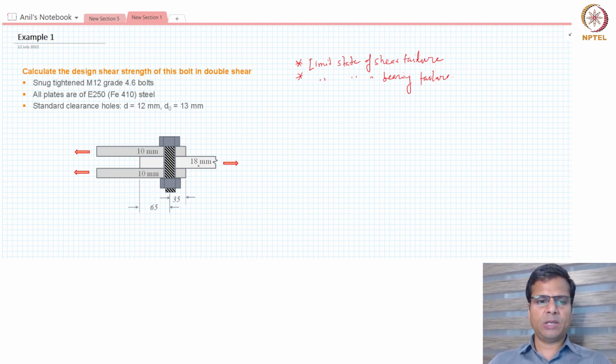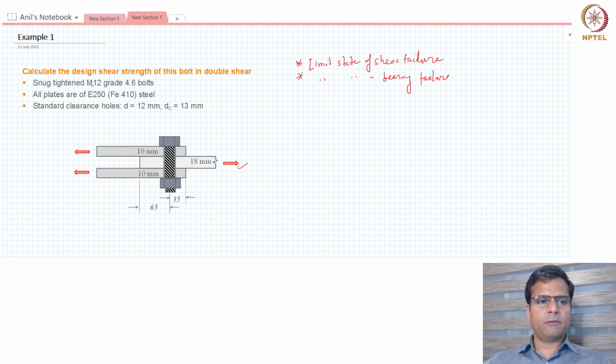So this plate is an 18 millimeter thick plate which is subjected to a force in this direction, and then these two plates which are resisting that force in equal amount, both of them are 10 millimeter thick, and then a bolt is connecting these three plates together. Okay. Now if we want to calculate the design shear strength of this bolt, we need to follow the following steps.